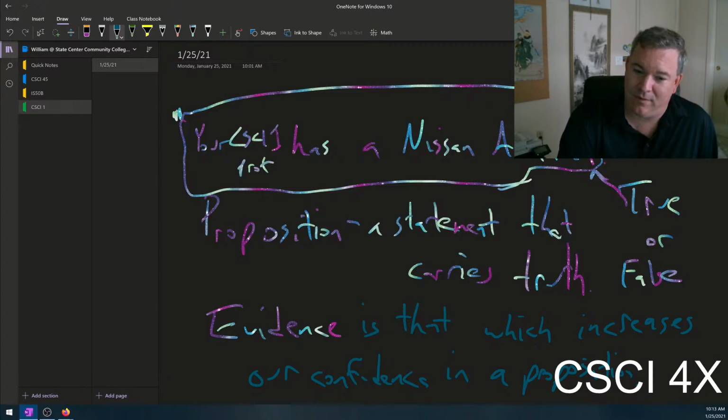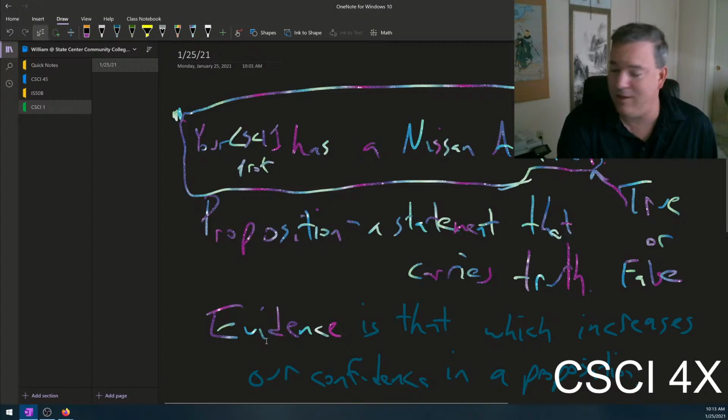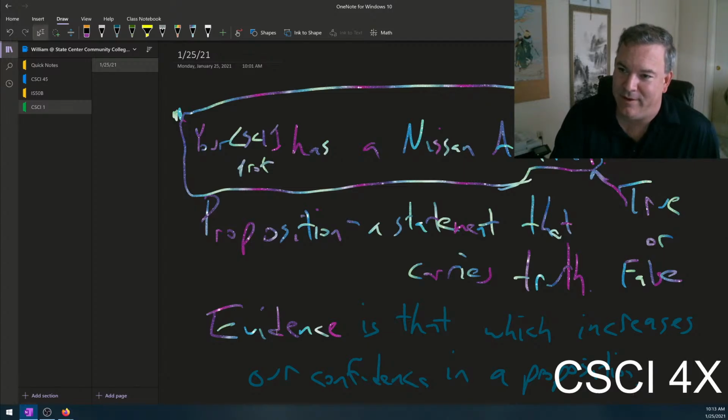So the fact that I held up a Nissan Altima, or sorry, a Nissan key fob, is evidence, perhaps, for the statement that your professor has a Nissan Altima. And I've told you, I just told you, I do have a Nissan Altima. So that would also be evidence, right? If I tell you I have a Nissan Altima, well, I would be in a position to know, right?